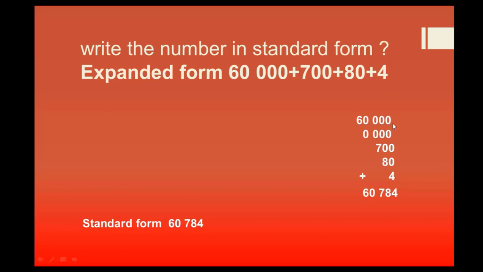0 plus 0 plus 0 plus 0 plus 4, that is 4. 0 plus 0 plus 0 plus 8, that is 8. 0 plus 0 plus 7, that is 7. 0 plus 0, that is 0. Then we have 6, so the number is 60,784. That is the number for this expanded form. Writing a number in this way is called the standard form. That is the general or common way to write a number.